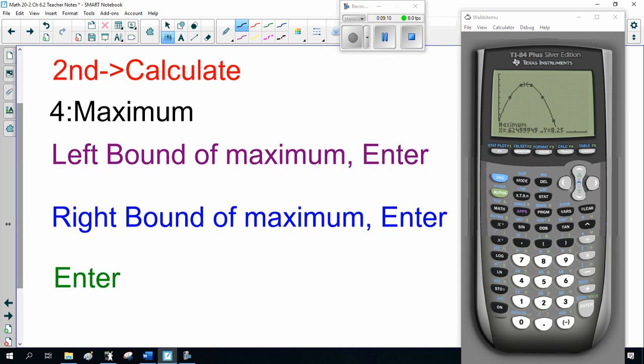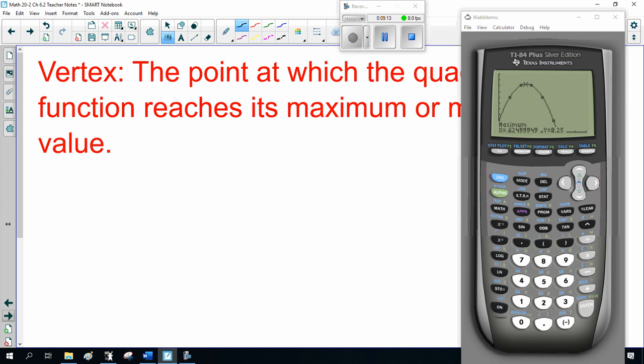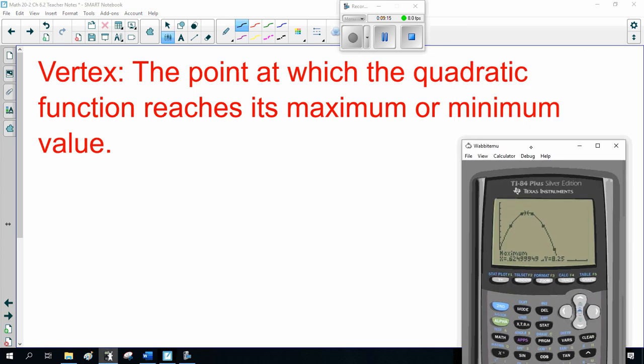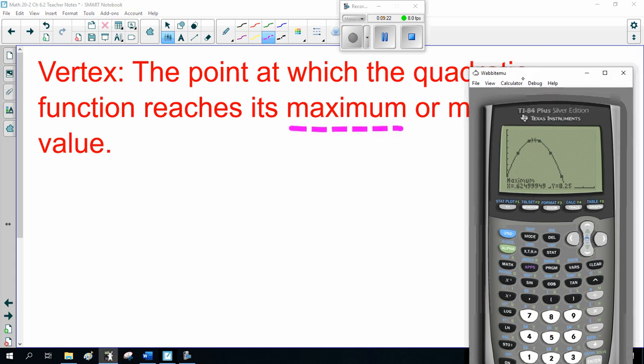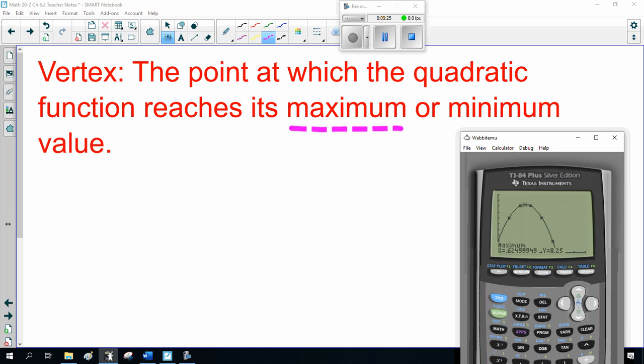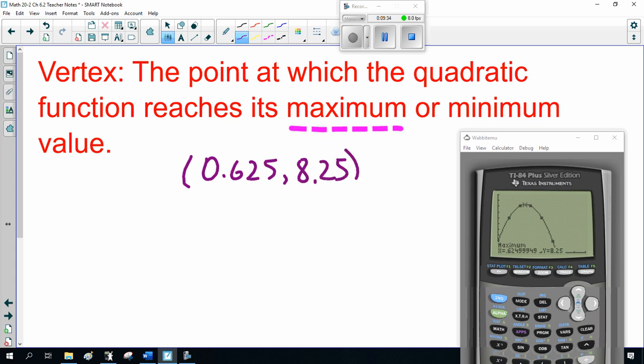Now, that leads us to our vertex, the point at which the quadratic equation reaches its maximum or minimum value. In this instance, maximum: 0.625, 8.25. There we go. That's what I need. And that should be on the next page. All right, anyway. So far so good.